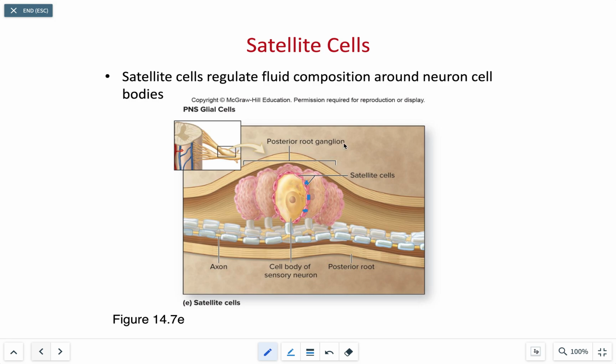cell bodies. So in this illustration, we're looking at the posterior root ganglion, which is important because it's associated with the sensory. So all sensory information will be traveling along these axons. They will be processed by the neuron cell bodies, and these satellite cells are going to be important in regulating the nutrients and waste products for the cell body operation. And then the sensory information will continue on into the central nervous system of the spinal cord.